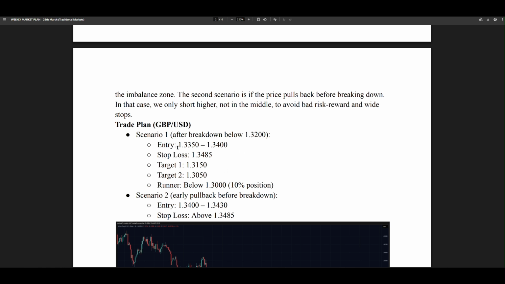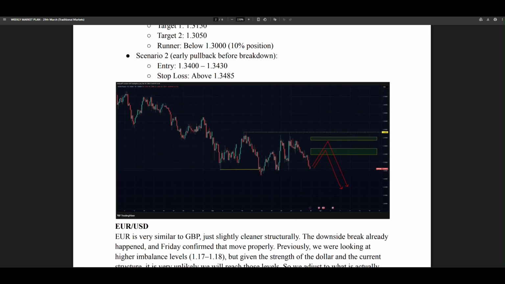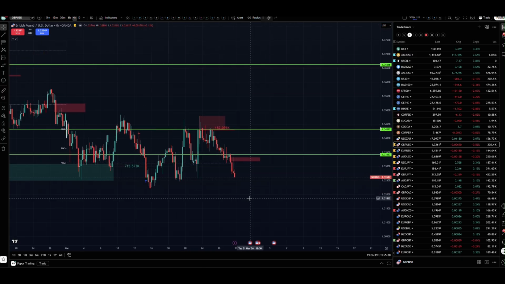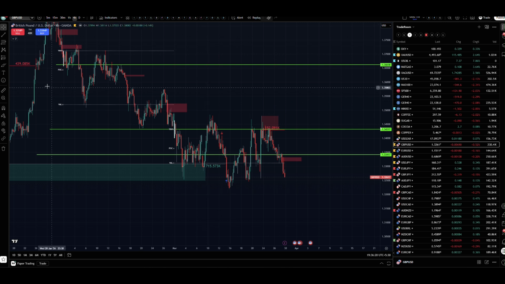The main thing here is the two trade plans that I have mentioned: scenario one is from the 1.3350 area to that area, and scenario two is just a bit above that. Why is this? I will explain here. This is the chart, and if we go to GBP, sorry, 1 minute. When this structure broke in the middle of March, that became the lower low, and that became the high of the structure, and that's why the change of character on the bullish side would happen.